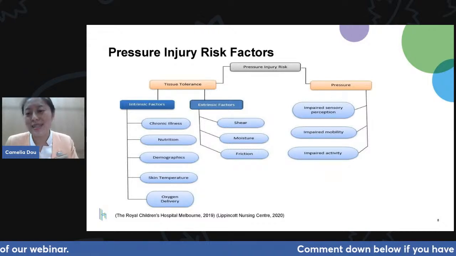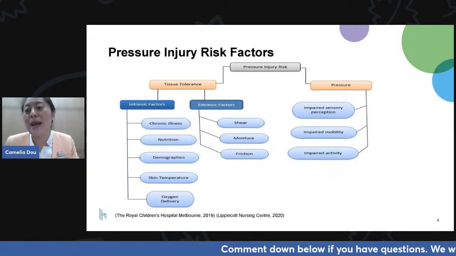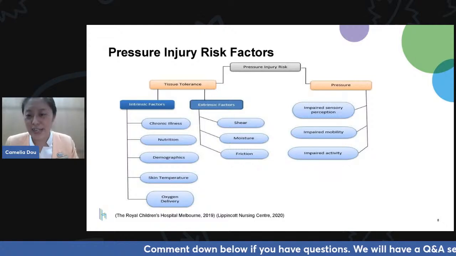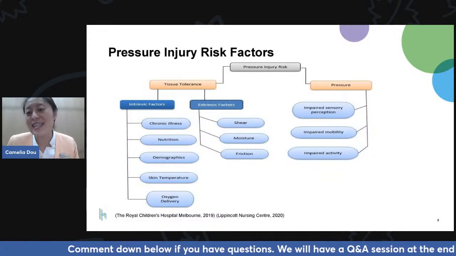So that's why we always say, to make a person pressure injury free just means pressure free. All right. Next slide, please.